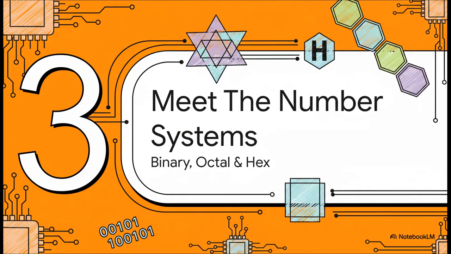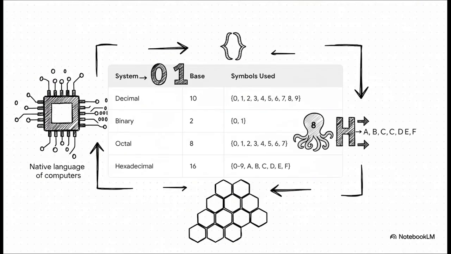Okay, so if our system is base 10, what else is out there? Well, in the world of computing, there are 3 other systems that are super, super important to know. So besides our good old decimal system, you've got binary, or base 2. This is the big one. It uses only zeros and ones, and it is the computer's native language. Then you have octal, which is base 8, and hexadecimal, base 16.